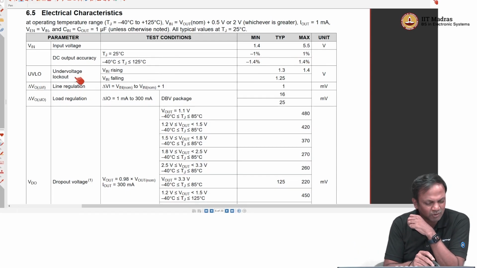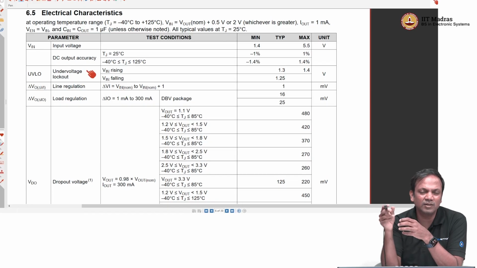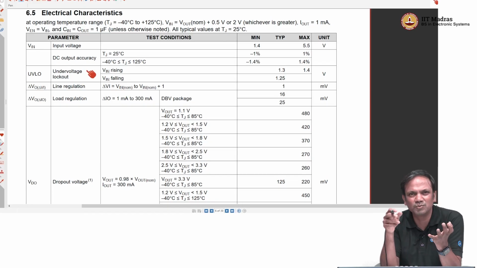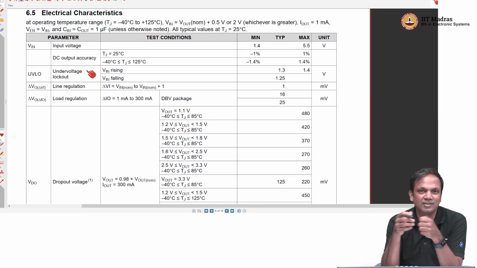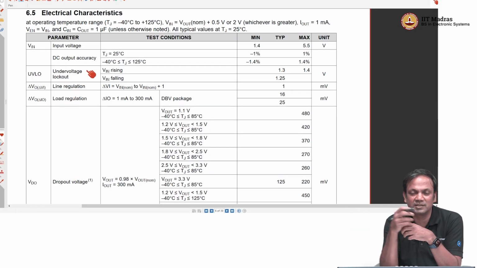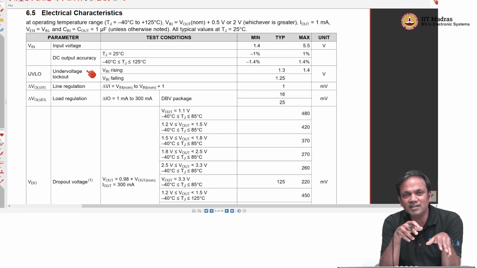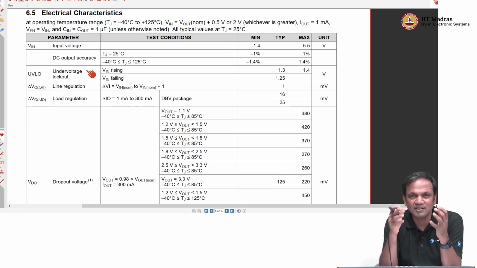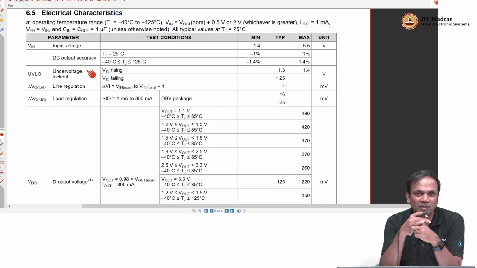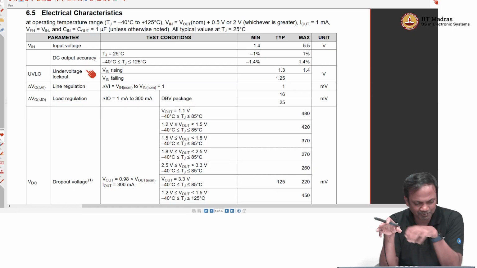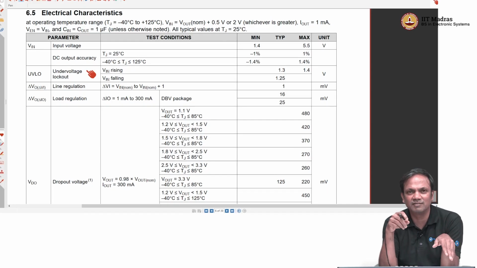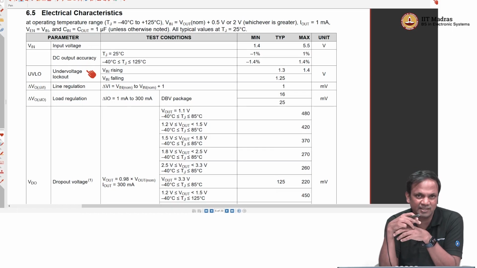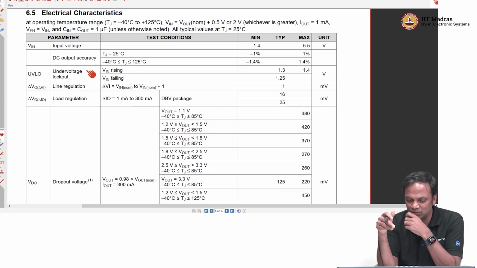Now, we did not talk about under voltage lockout. Under voltage lockout essentially says that when you switch on the power, it is going to ramp up because some capacitor somewhere has to be charged to present the right voltage. Until that node crosses a certain voltage, the LDO will not wake up. That is the definition of under voltage lockout, and depending on whether it is transitioning up or transitioning down, the values will be different.